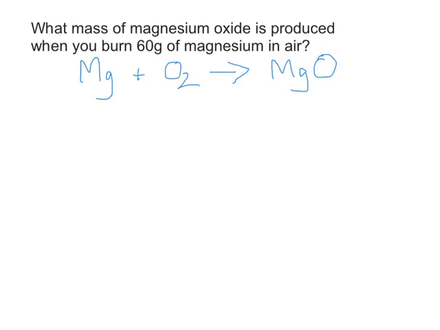You've got 2 oxygens on this side, 1 on this side. The only way you can increase those is to put a 2 in there and a 2 in there. That is your balanced formula equation: 2Mg + O2 → 2MgO.